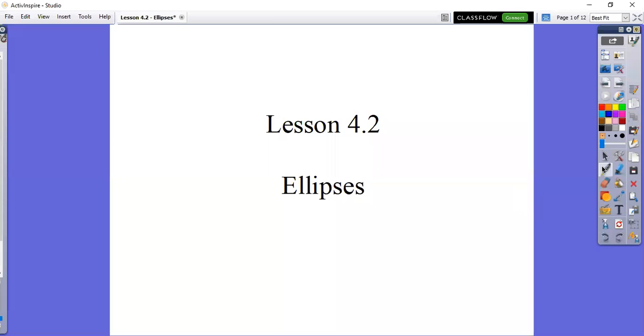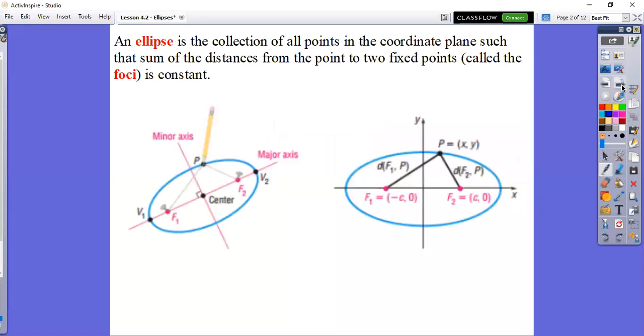Hello, everybody, and welcome to lesson 4.2 about ellipses. This is our second lesson in the conic sections unit. So let's get cooking talking about some ellipses.